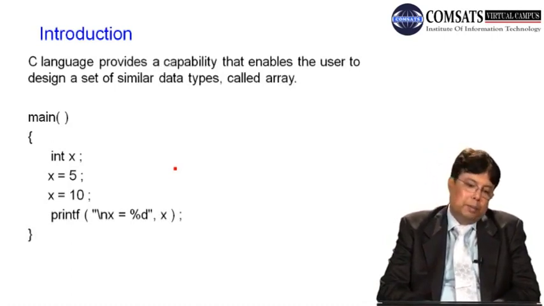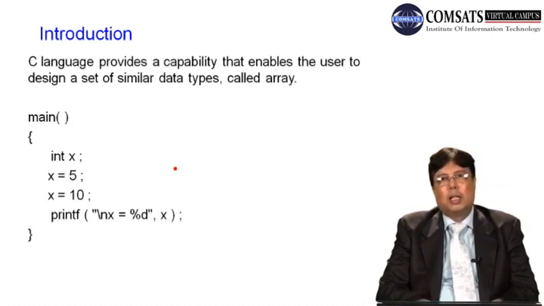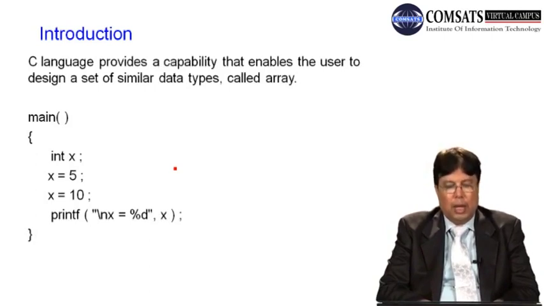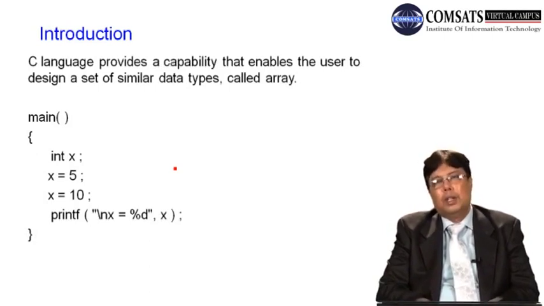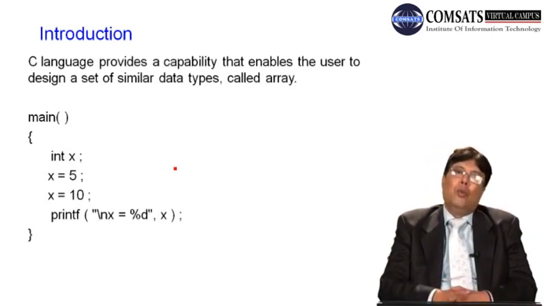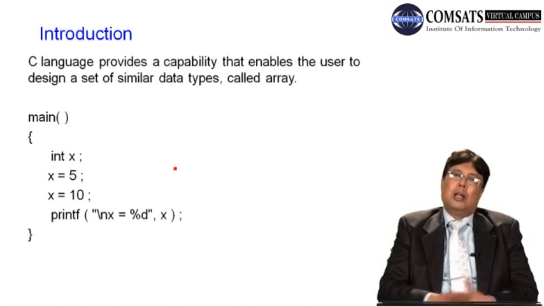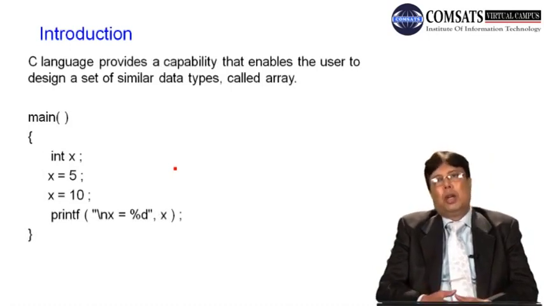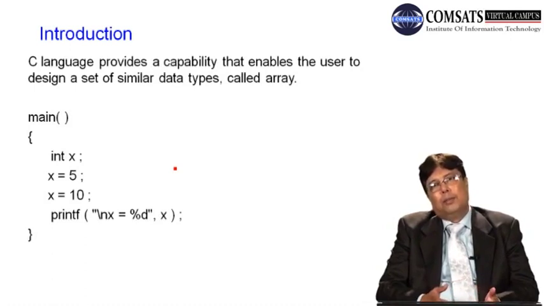Let's take an example. Suppose we define integer x. Suppose x is equal to 5. Then we say x is equal to 10 and print the value of x. What will it print? Obviously, it will print x is equal to 10. Why? Because when we assigned a new value to the memory location, that was just a single memory location. So when we said x is equal to 5, the content of x was 5.